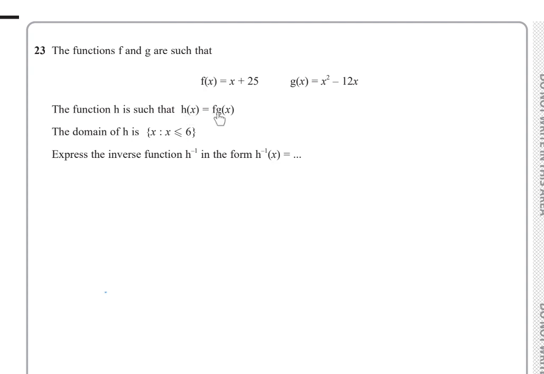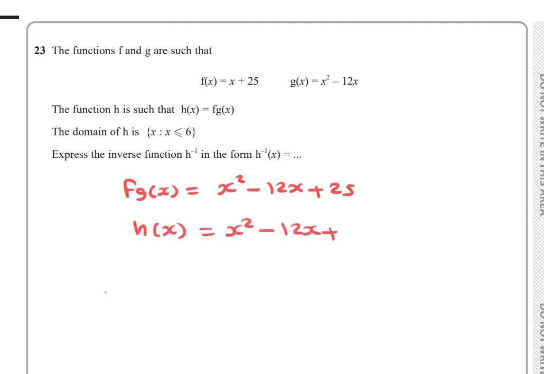h(x) is fg, so we need to put g in f. So substitute x by g, by x squared minus 12x. So fg(x) equals x squared minus 12x plus 25. So h(x) equals x squared minus 12x plus 25.